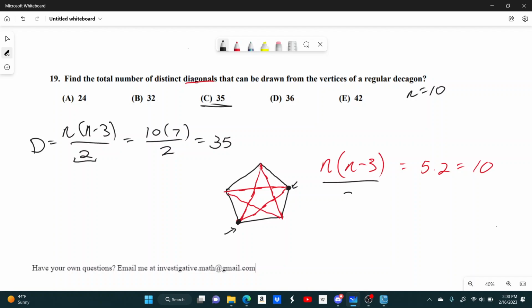So the formula is n times n minus 3 divided by 2. For a decagon, you pick one of the 10 vertices, and then for the second point to make your diagonal, you only have 7 choices now. So 70. Then since you're doubling up, because you could draw a diagonal from point A to point H, and then also a diagonal from point H to point A, you're counting each diagonal twice. So you divide by 2, and that gives you 35 distinct diagonals. We get the same answer as we did before.